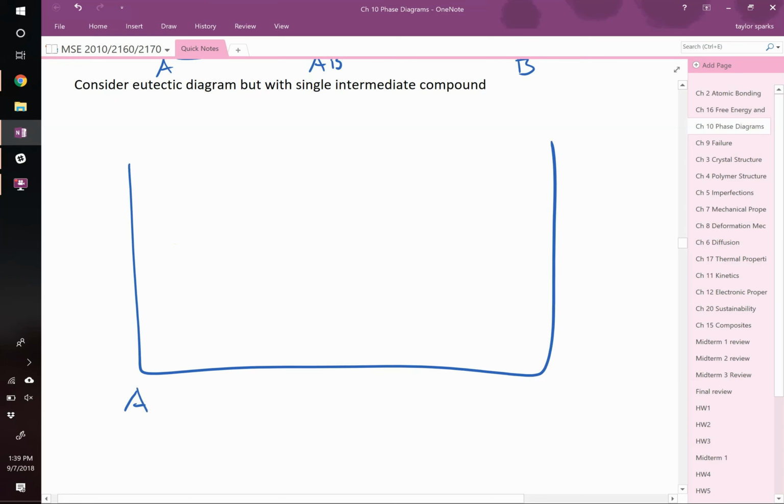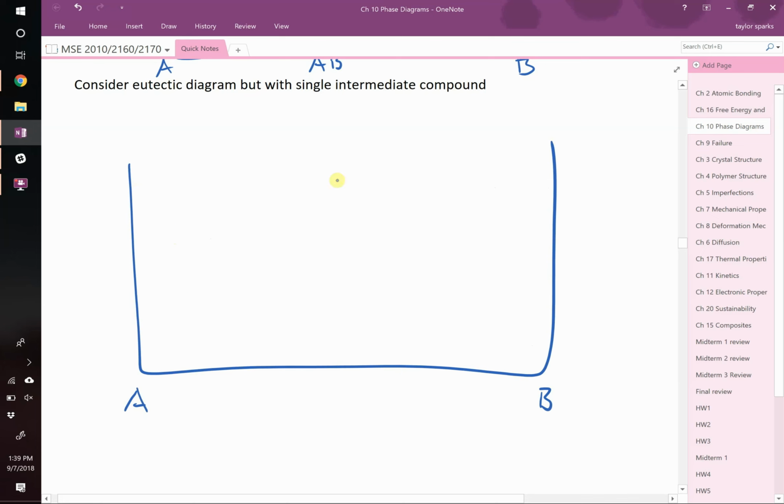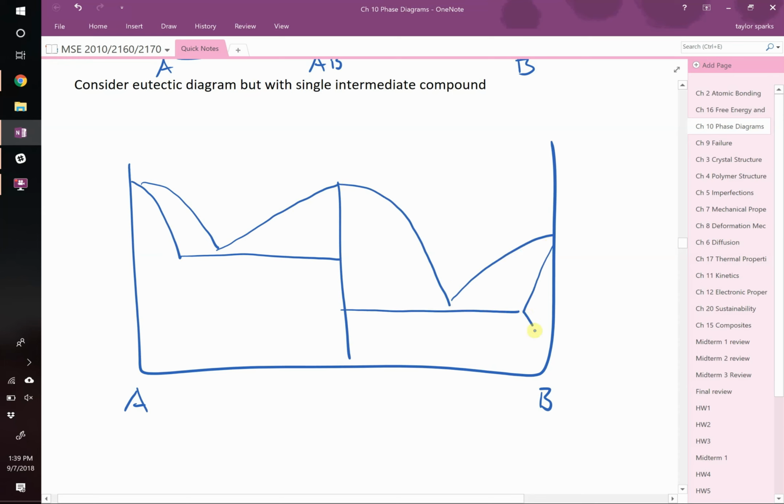You've got pure A, you've got pure B, and if it was a binary like before, it would have looked like this, right? But now we're going to throw a bone in this, and we're going to say it's not that. We've got a line compound in the middle, right? What this does is it creates two eutectics. Okay? So here we formed our intermediate compound, AB. So this is plotting atomic percent B along the x-axis.